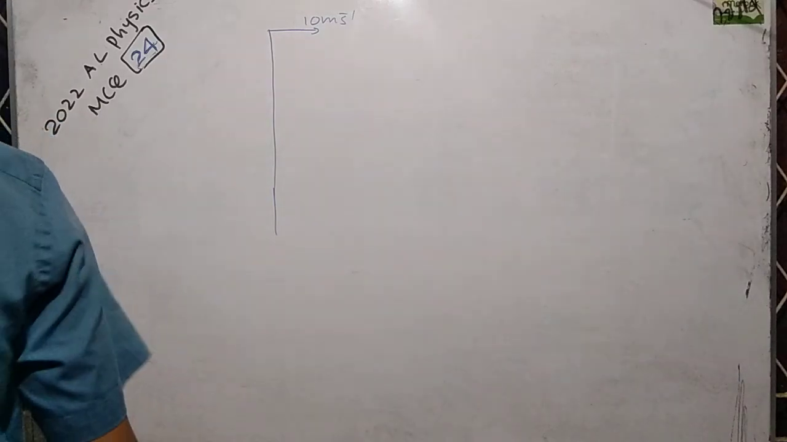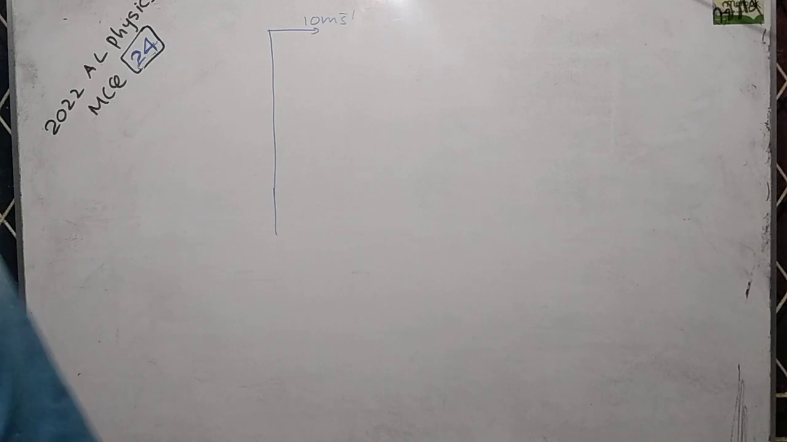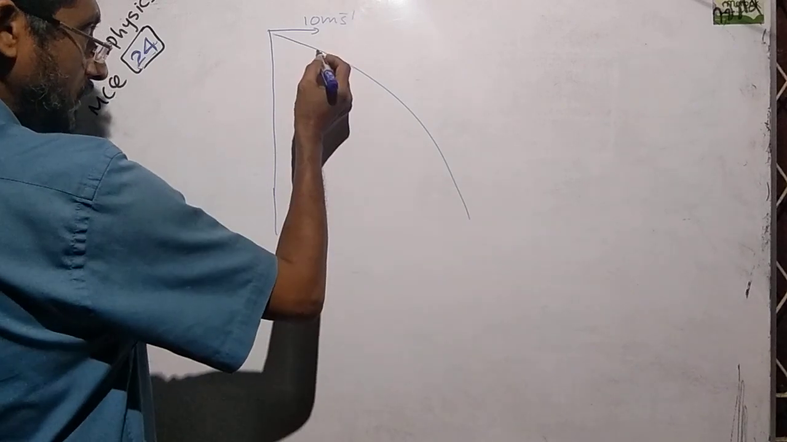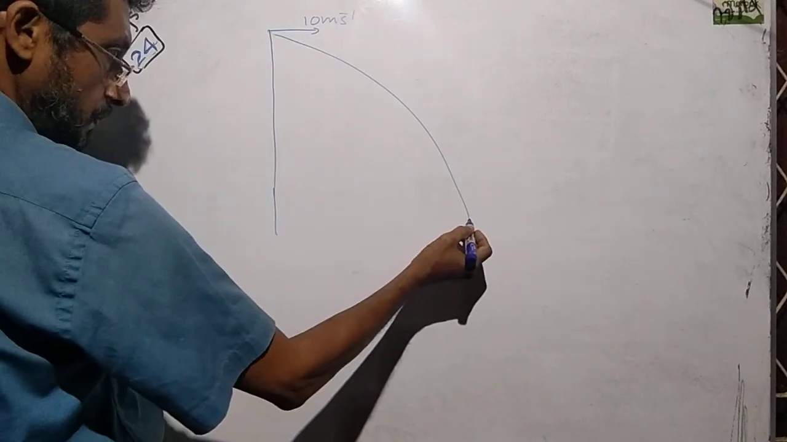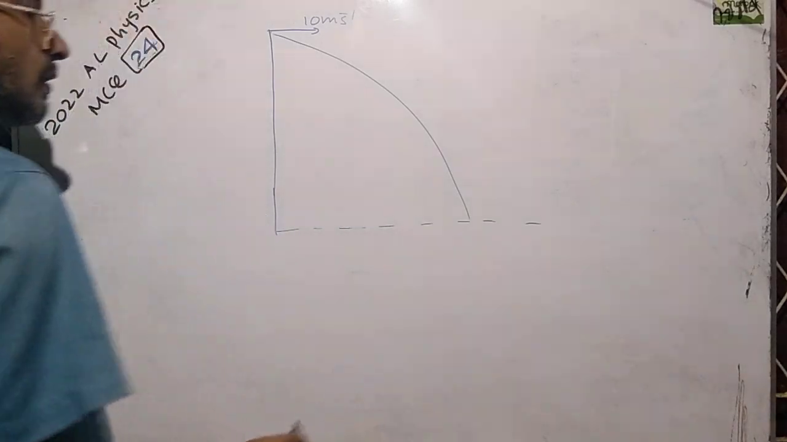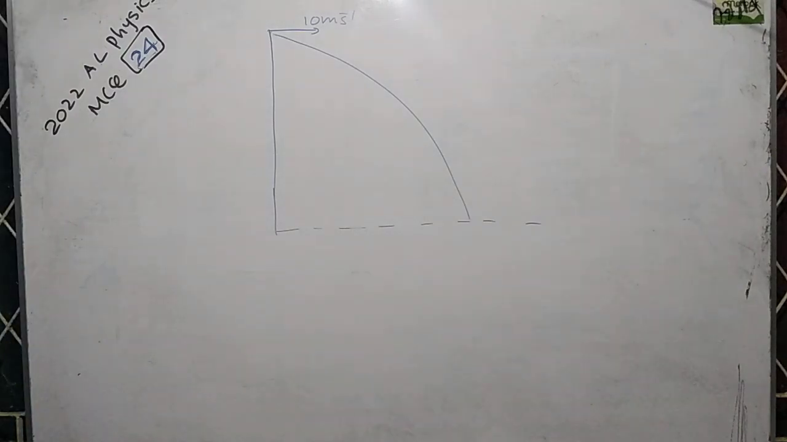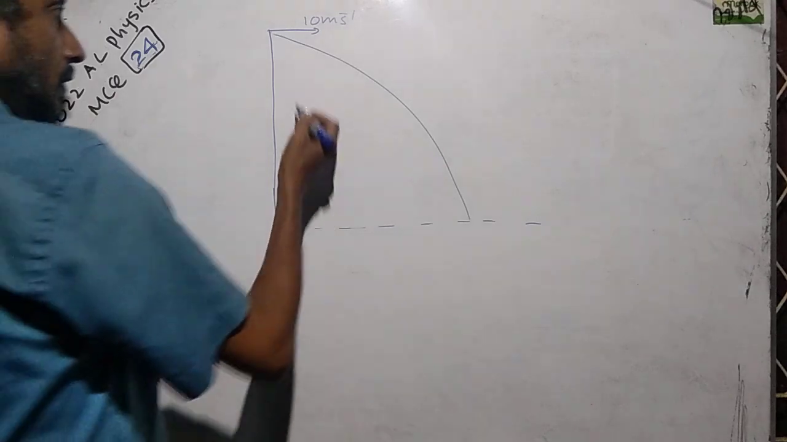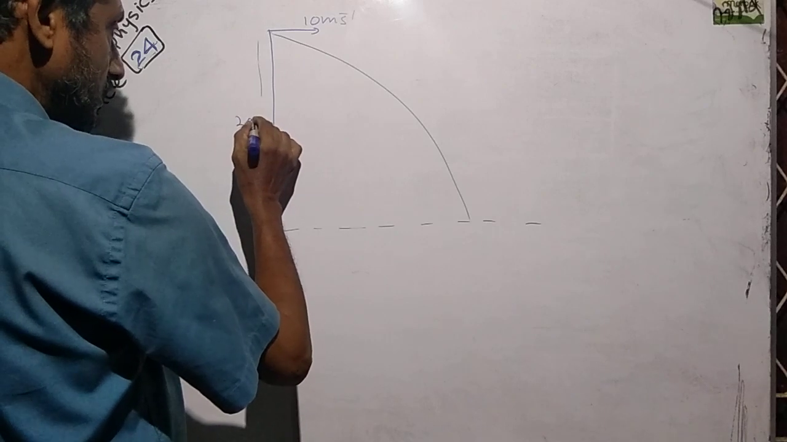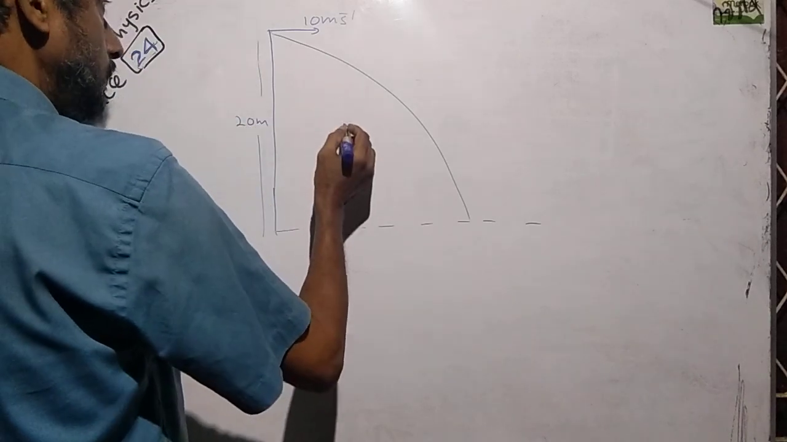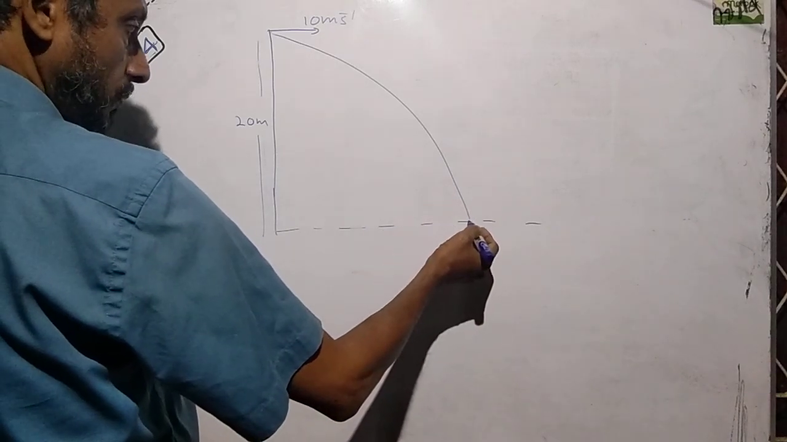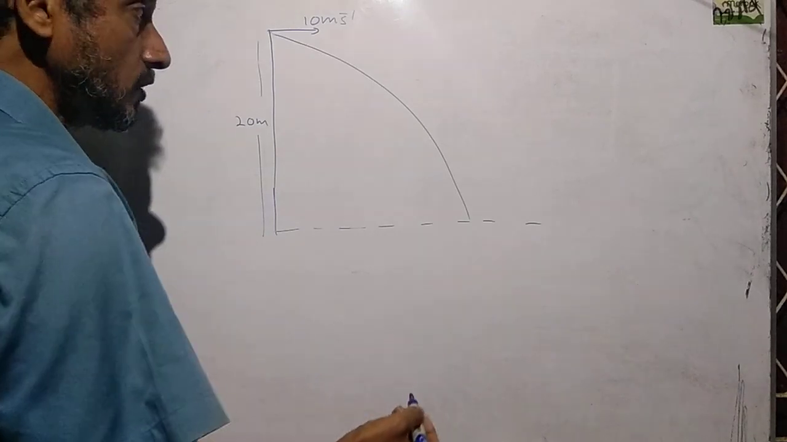There are two splitting parts, but I consider if the ball does not split, this is the path where the ball goes. Then the downward displacement is 20 meters. I calculate the time taken for the ball to hit the ground if the ball does not split.